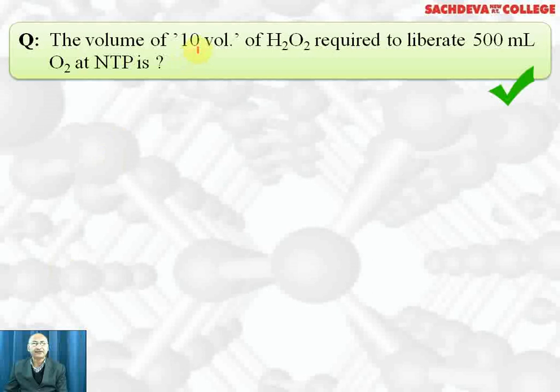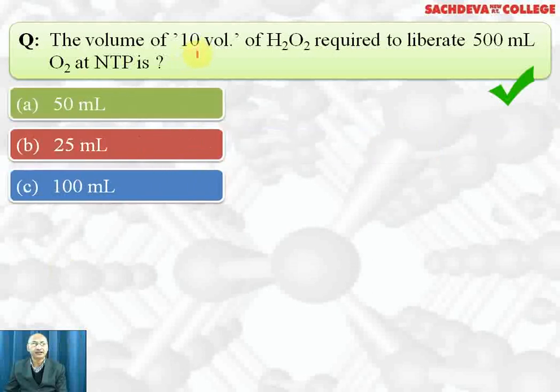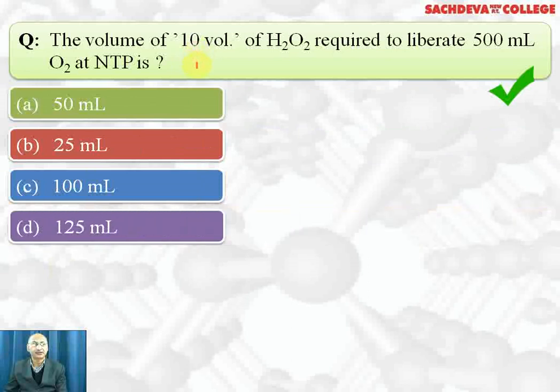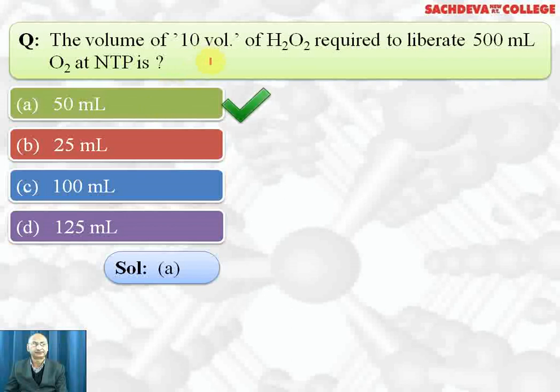The volume of 10 volume hydrogen peroxide required to liberate 500 ml of oxygen at NTP or STP is: correct answer is 50 ml, because 1 ml of such hydrogen peroxide liberates 10 ml of oxygen at STP. 500 ml of oxygen will be liberated by 50 ml of 10 volume hydrogen peroxide. So A part is the correct answer.